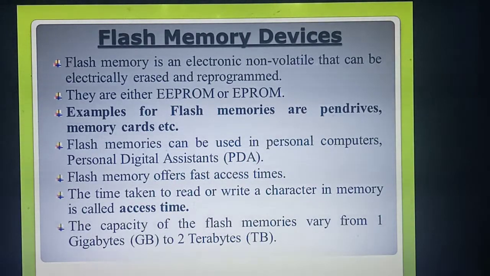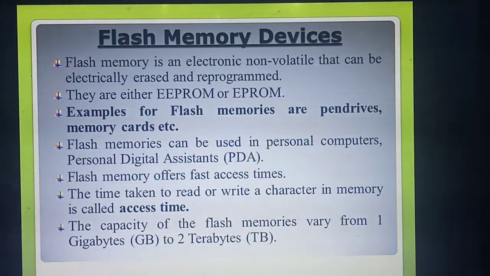The capacity of this kind of disk may be 1 gigabyte to 2 terabytes. Maybe 1 GB, 2 GB, till how much? 2 TB. Understood? So flash memory is also non-volatile, that means you can store the data permanently. Electrically you can erase it or reprogram it. So this will also come under which type? EPROM or EEPROM. So what are the examples? Flash memories, pen drives, memory cards, isn't it?